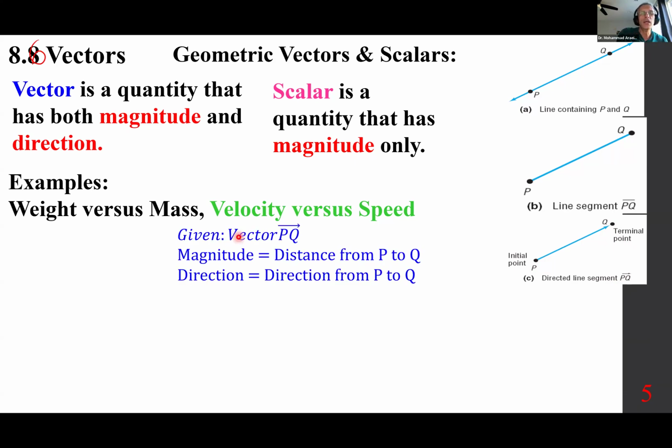So, given a vector PQ, we normally put a small arrow at top. Magnitude is the distance from P to Q. So the distance is representing the magnitude. Direction is the direction from the initial point to the terminal point, from P to Q.